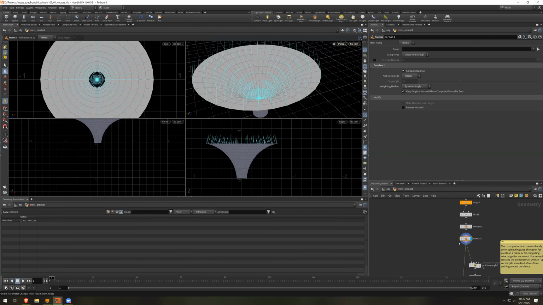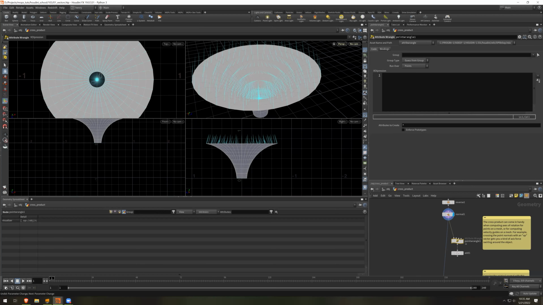So let's go down to this point wrangle here. What I want to do is show you what the cross product does on polygons. Let's say that I want a force that's going to swirl around this funnel. I've got these normal vectors pointing this way, but how would I rotate them so that they are swirling around something? The cross product is going to come in handy here. I need to define what the axis of rotation is going to be to rotate these normals into the position that I want.